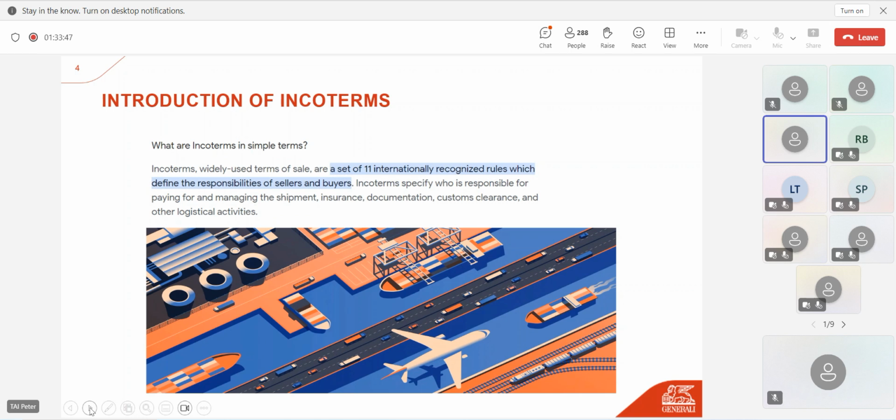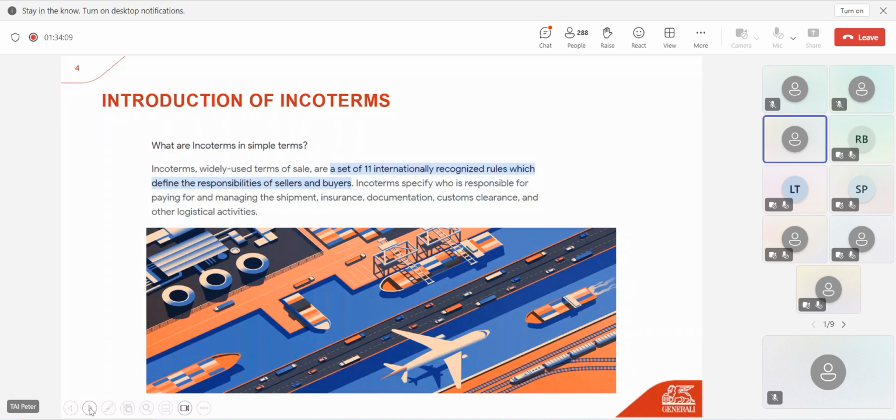Basically, Incoterms specify who is responsible for paying for and managing the shipment, the insurance, the documentation, the customs clearance, and other logistical activities. All right. From this photo, which is a very good photo, you can see from this simple illustration that all of the coverage is there.